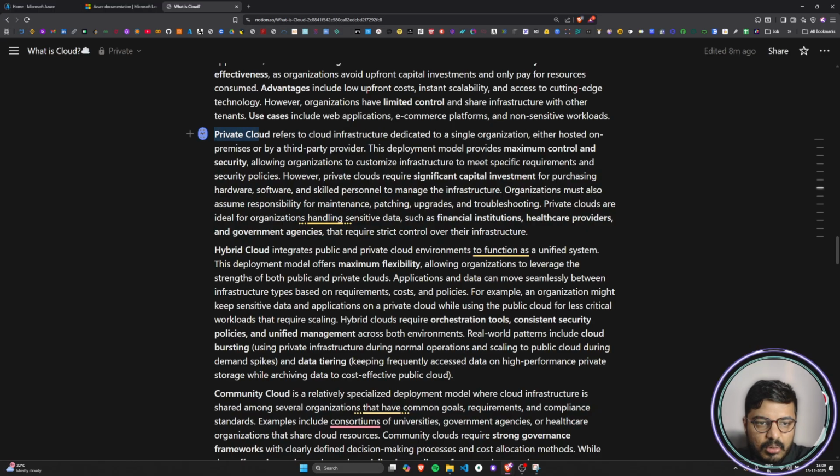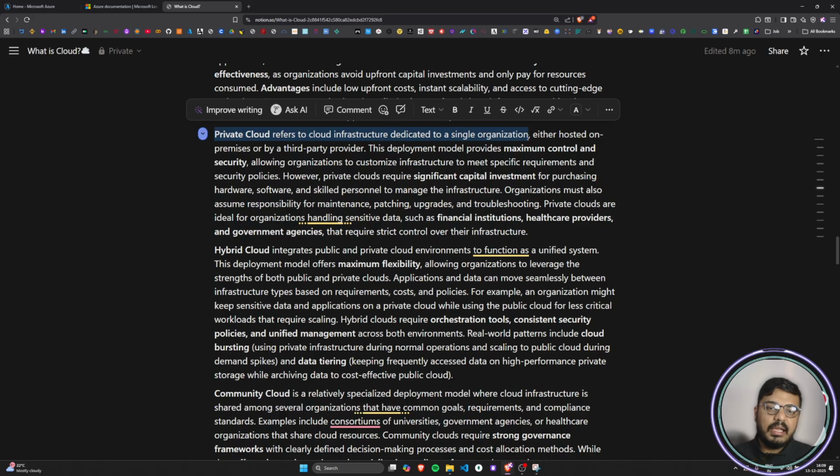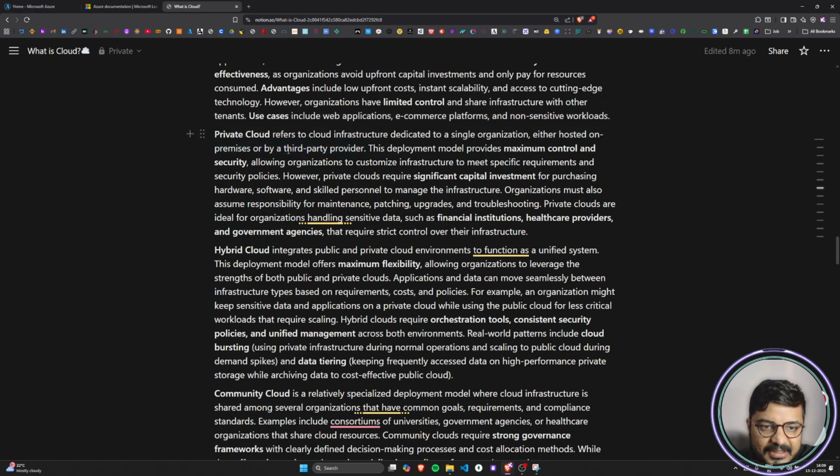Then comes private cloud. Private cloud refers to cloud infrastructure dedicated to a single organization. Here the resource sharing will not happen as it does in the public cloud. It is either hosted on-prem or by a third-party cloud provider, which will dedicatedly provide the resources for you.